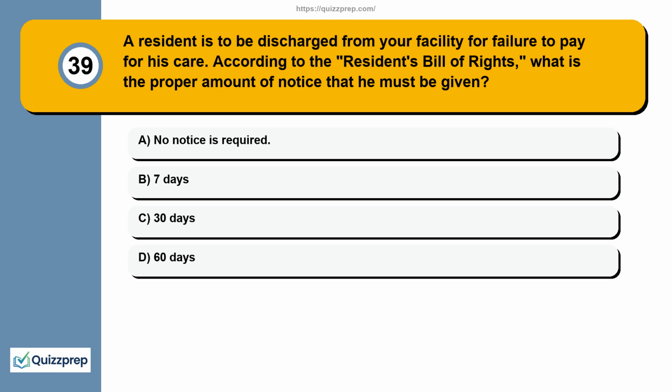Question 39. A resident is to be discharged from your facility for failure to pay for his care. According to the Resident's Bill of Rights, what is the proper amount of notice that he must be given? No notice is required. 7 days, 30 days, 60 days.